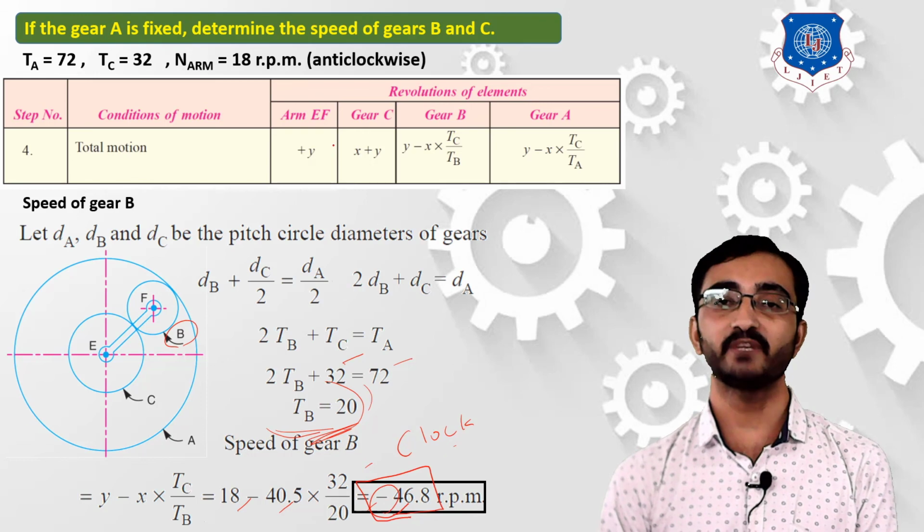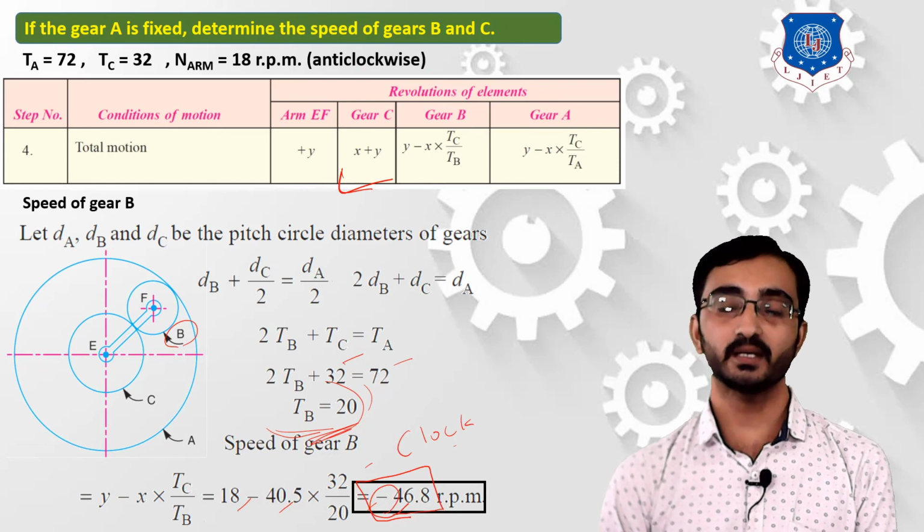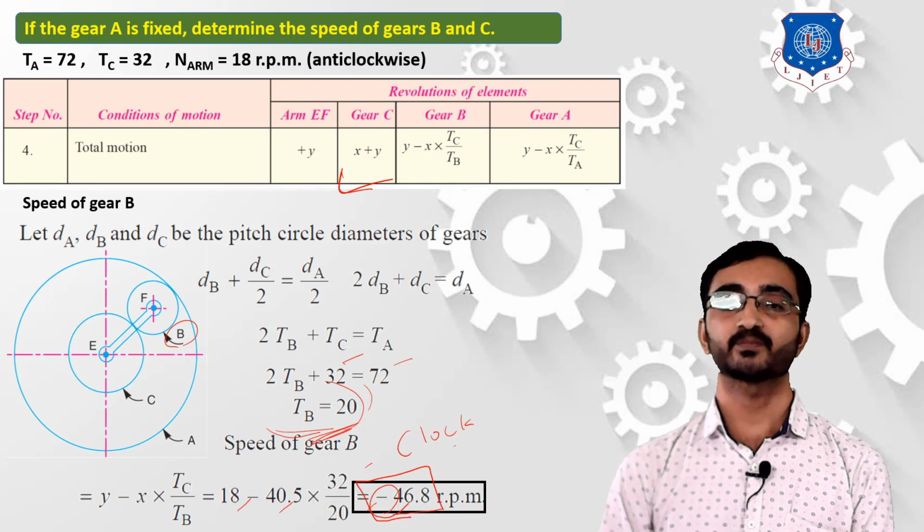So in this way, by simply following simple steps and properly remembering the conditions of this table, you can solve the example of epicyclic gear train.